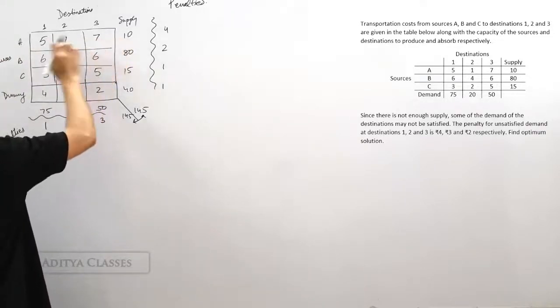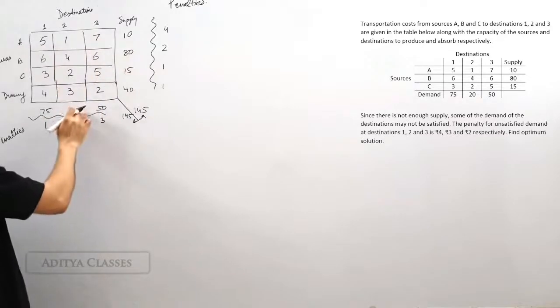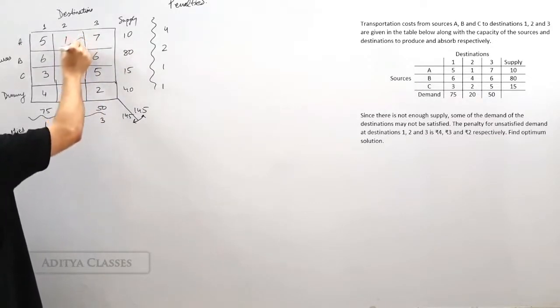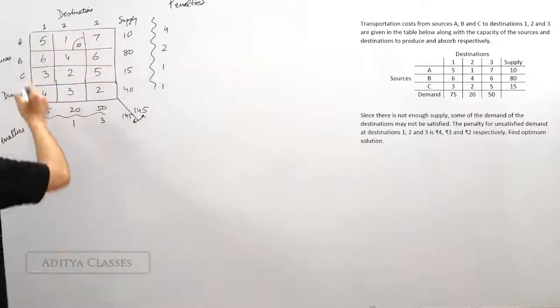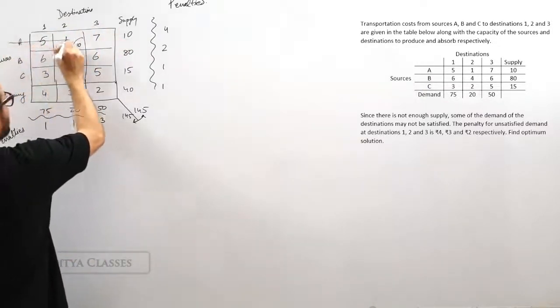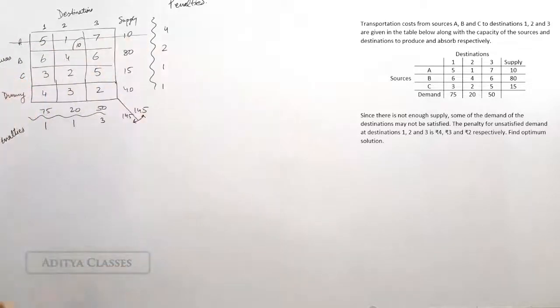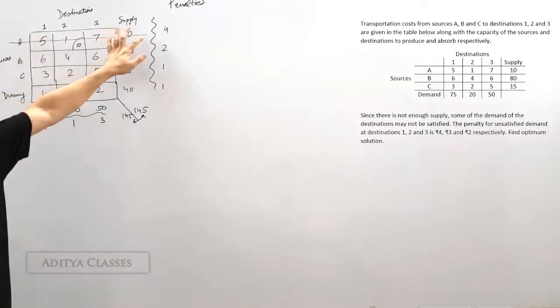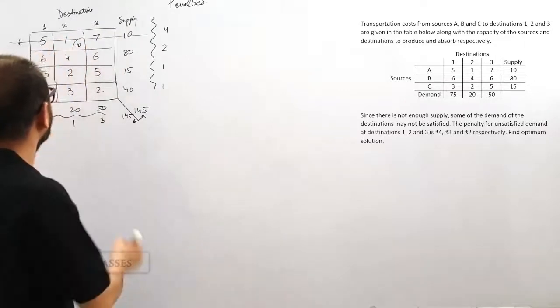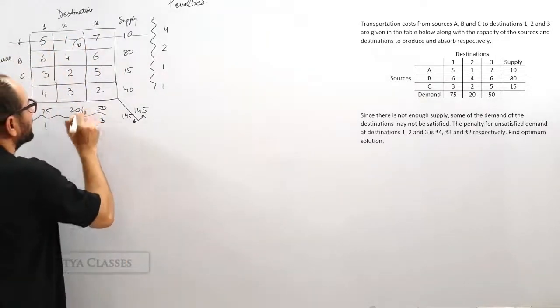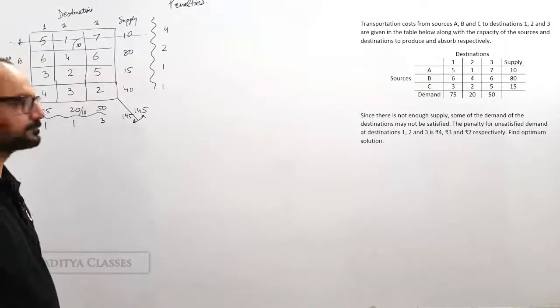So, it will make assignment in this. 20 and 10. There is a supply of 10, there is a demand of 20. So the deal would be for 10 units. A can supply 10 units, but destination 2 needs 20 units. So they'll make a deal for 10 units. Now as they make this deal, this source is exhausted. It was producing 10, it has supplied 10, leaving me with 10 further.